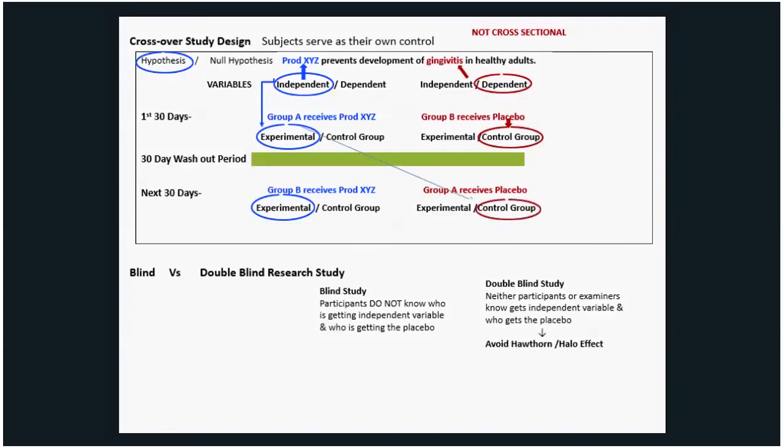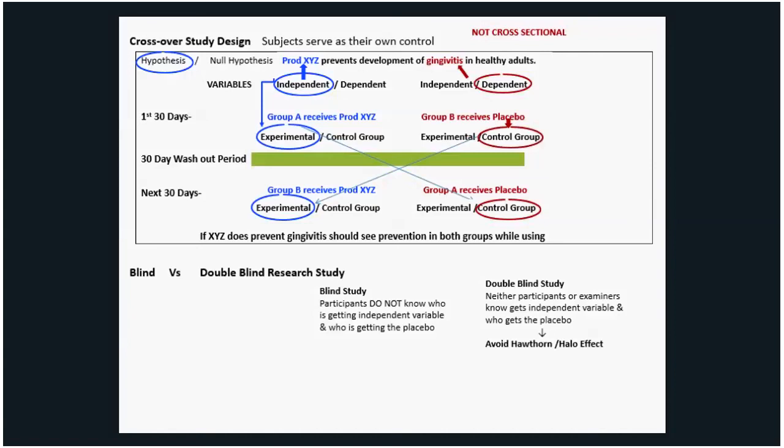So you can see here how group A was the experimental group. Now group A becomes a control group. Group B was the control group, and now it becomes the experimental group. Okay, if XYZ does prevent gingivitis, we should see the prevention in both groups while they're using this particular product. And it's not just some fluke.